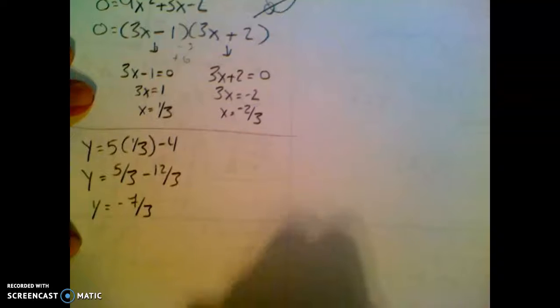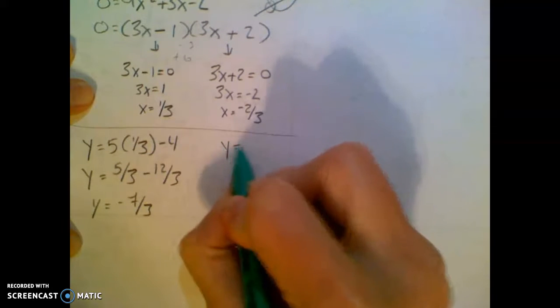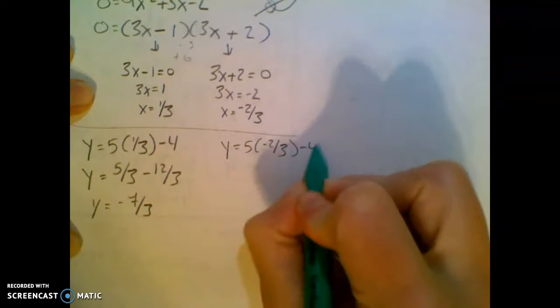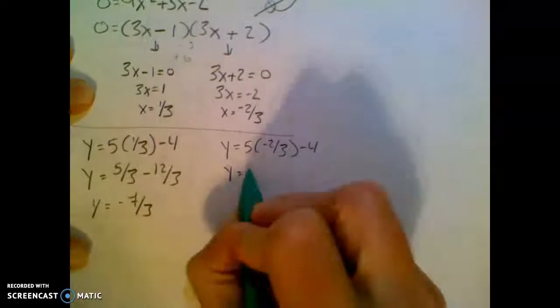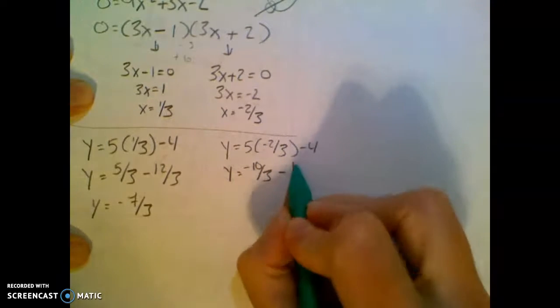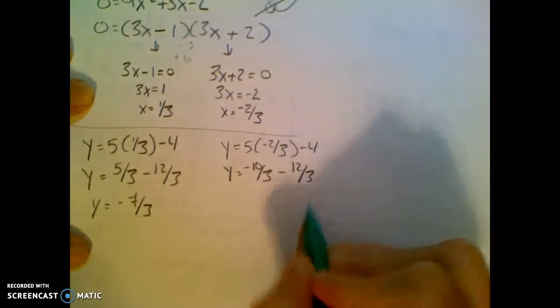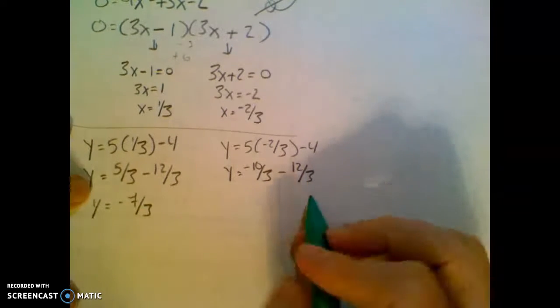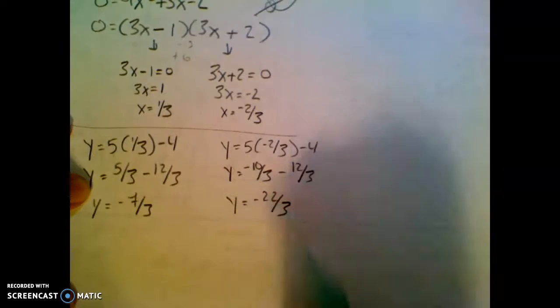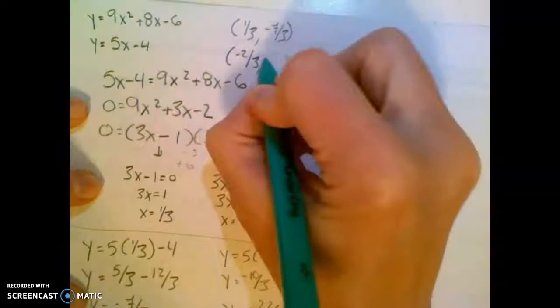Okay, then plugging in the other guy. Y equals 5 parentheses negative 2/3 minus 4. 5 times negative 2/3 is negative 10/3. Negative 4 can be converted to negative 12/3. Hopefully you understand how I did that. Just multiply by 3 on top and bottom. And then that's going to be negative 22/3. Okay, plug that guy in where he belongs. So negative 22/3.